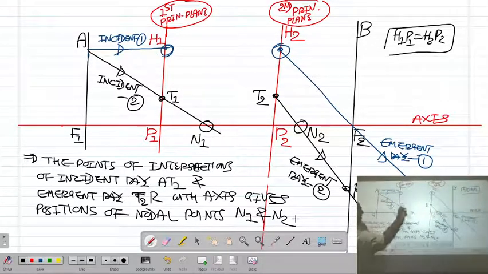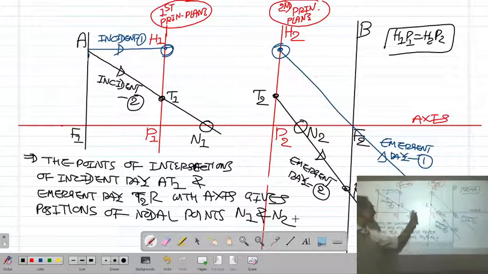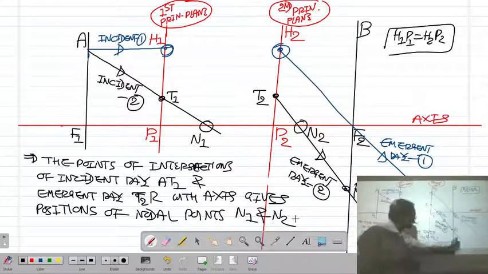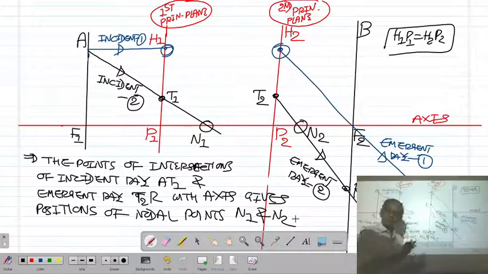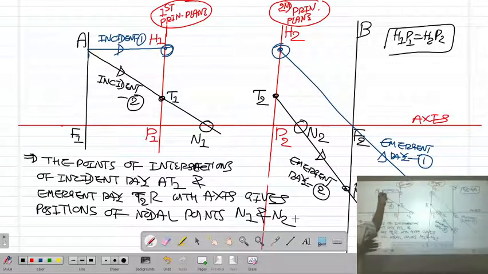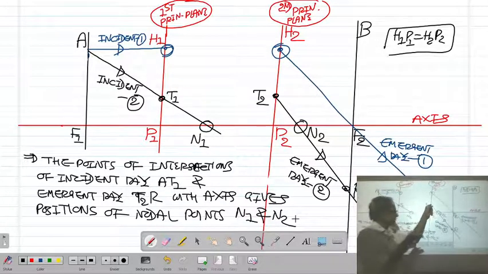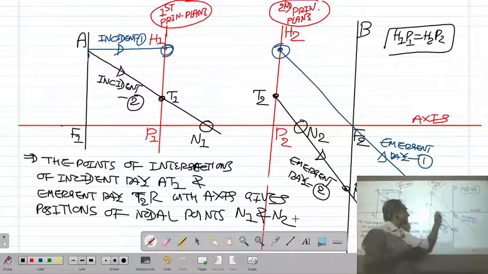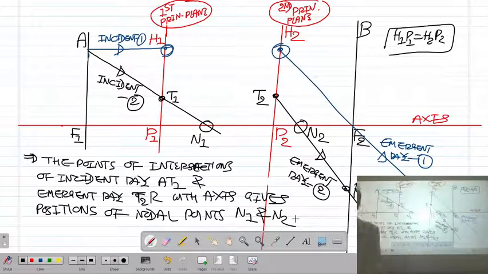The point of intersection of the incident ray AT1 with the axis is N1, called the first nodal point. And the point of intersection of the emergent ray T2R with the axis is N2, called the second nodal point.